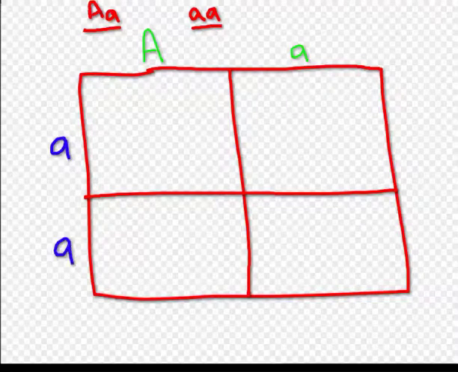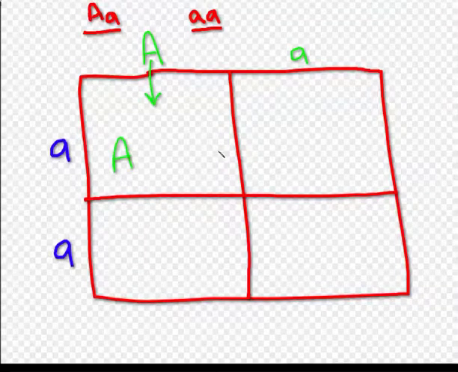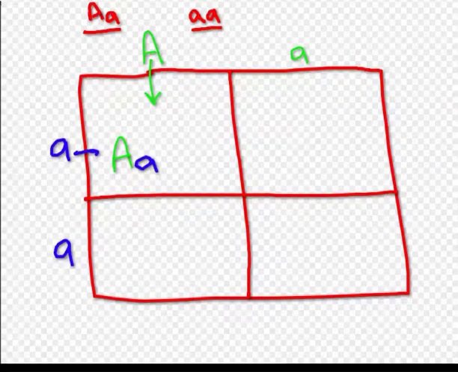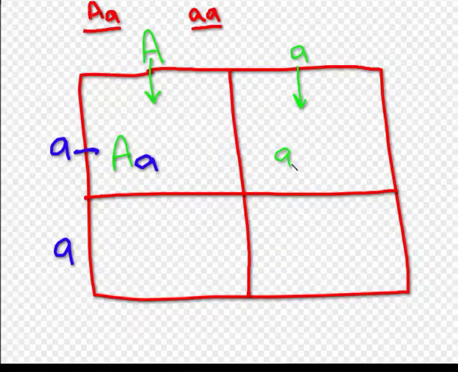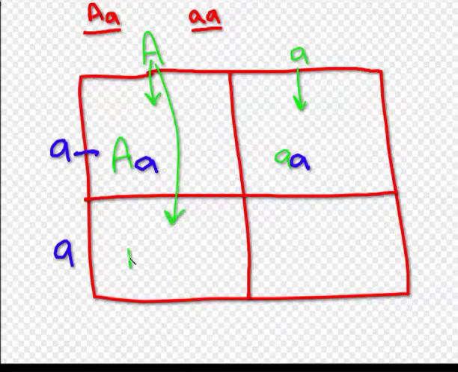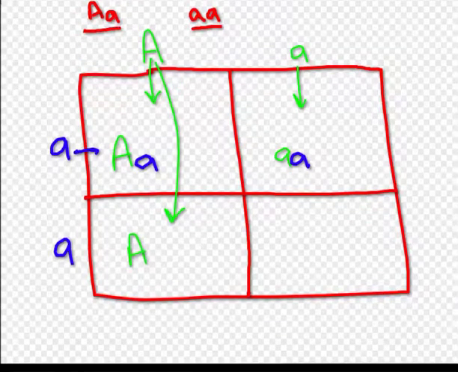All right. So in this square right here, you're going to have the big A from the mom and the little a from the dad. And then in the same way over here, down, you're going to have a little a from the mom in this box, and a little a from the dad in this box. In the same way in this box right here, you're going to have a big A from the mom and a little a from the dad. And of course, in this last box here, you're going to have a little a from mom and a little a from dad. All right?